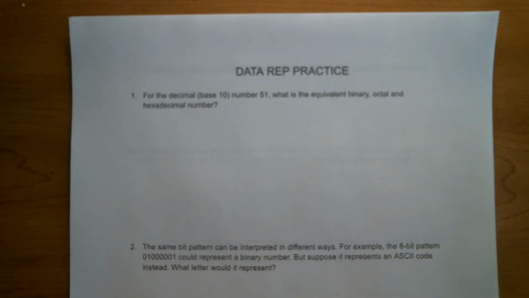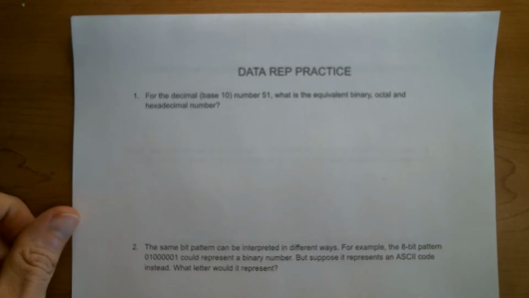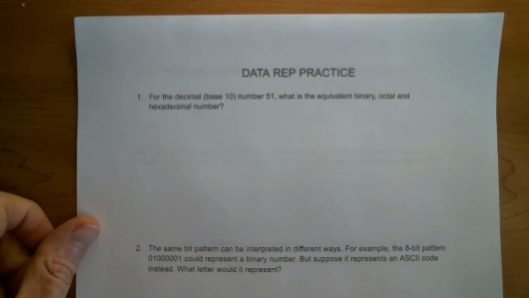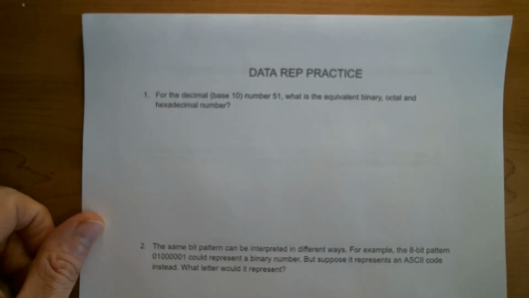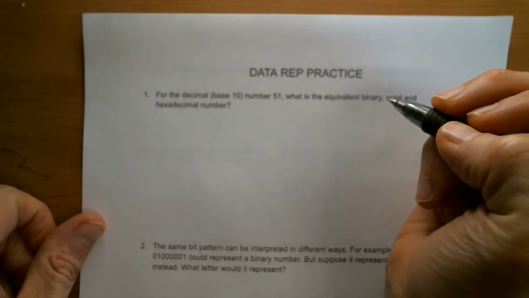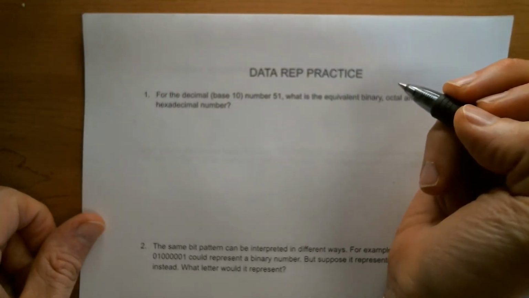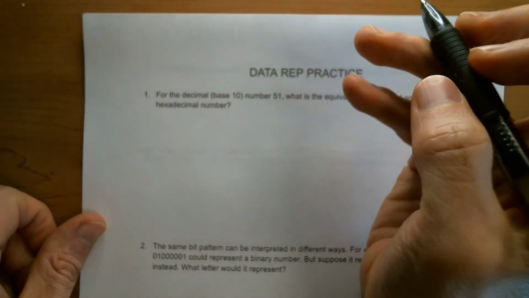All right, so this is a look at the data representation practice problems. For a decimal, or base 10, number 51, what is the equivalent binary, octal, and hexadecimal number? I'm going to start with binary, and there are two different ways we learned how to convert from decimal to binary. One is the greedy algorithm. That's basically what's the biggest power of 2 that can go into 51.